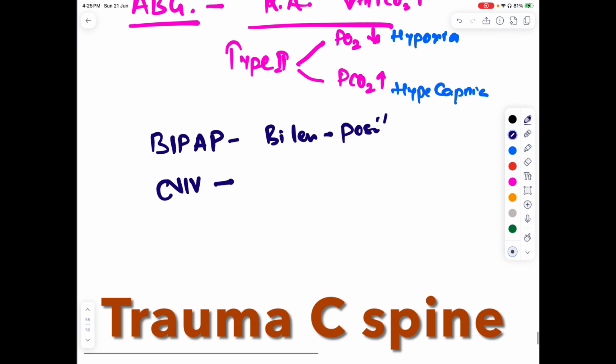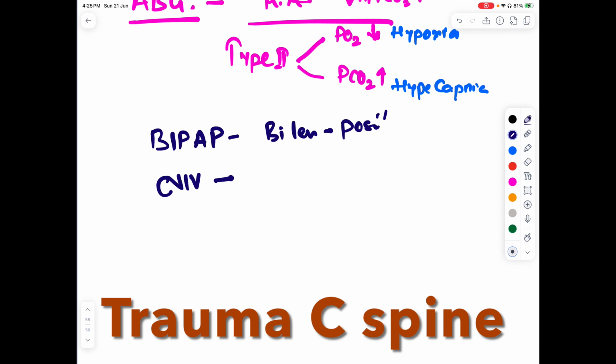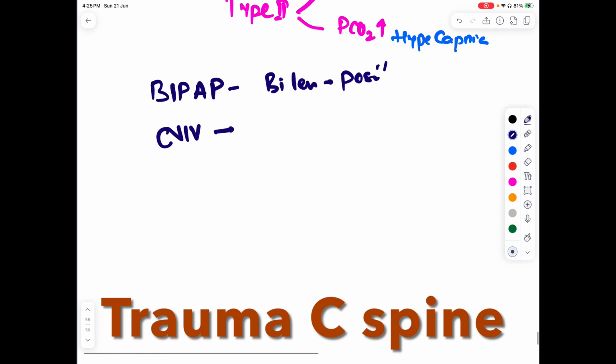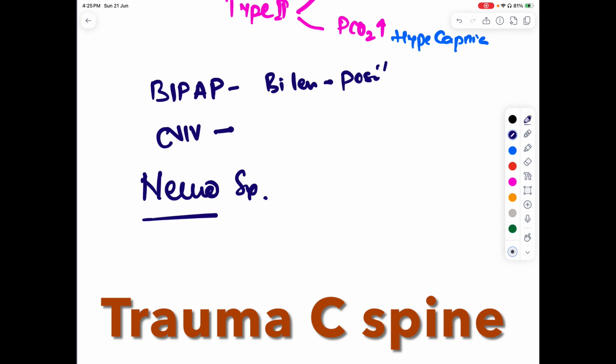If you are given a patient with a partially compensated picture, what will you do here? So good ventilation, and I have to prepare for fixation by neurosurgery. What will you do before? Now the patient has got a cervical spine injury. That patient needs neurosurgery.